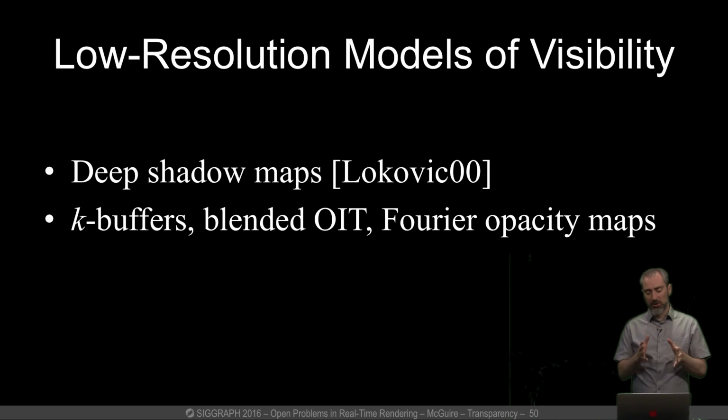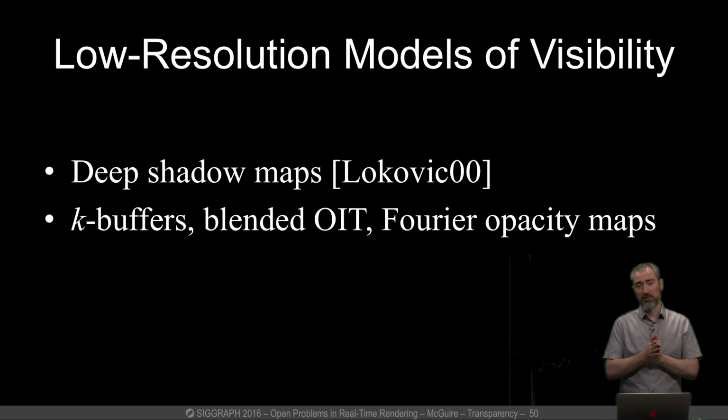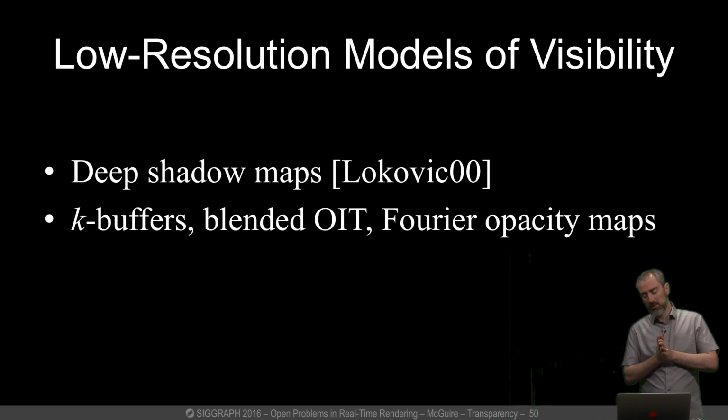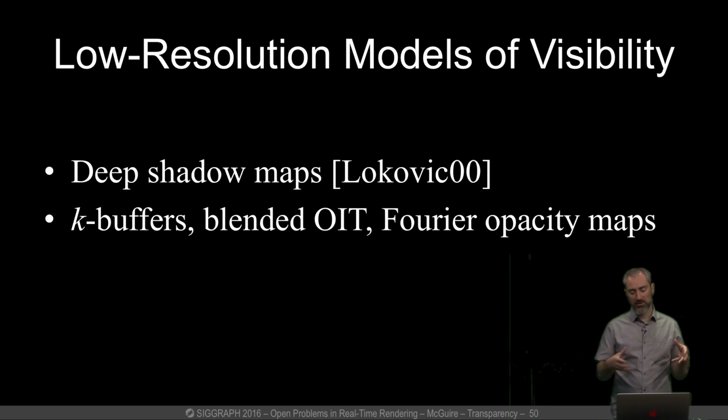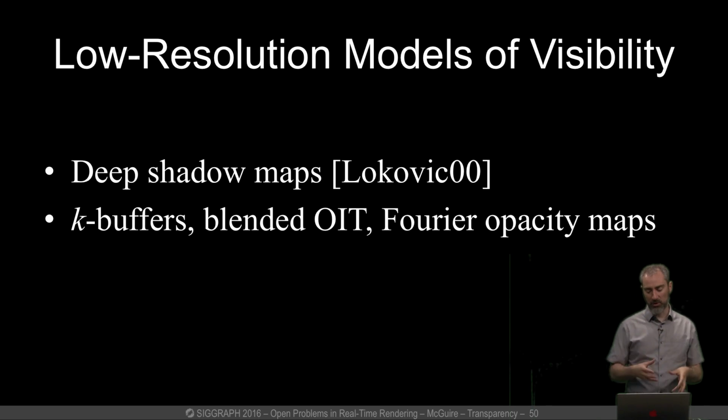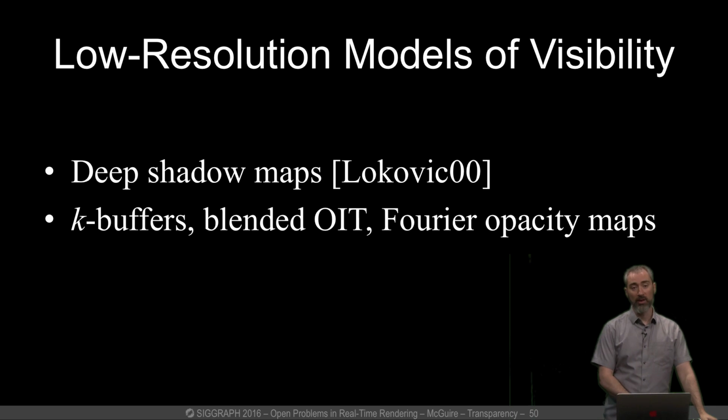The model of deep shadow maps was the first offline rendering idea of modeling that visibility function explicitly. And what people have since done is introduced a series of techniques like K-buffers and Fourier opacity maps. There are other approximations of just saying, instead of sampling that function densely, can I somehow replace it with a spline or a Fourier series or a few samples?